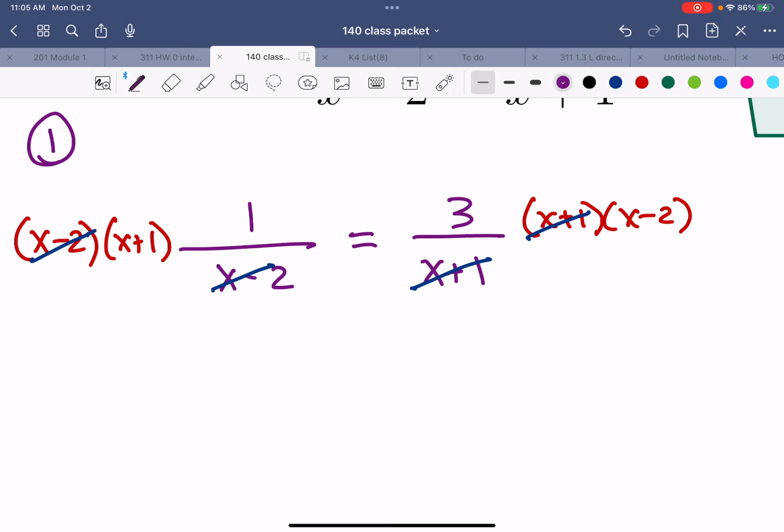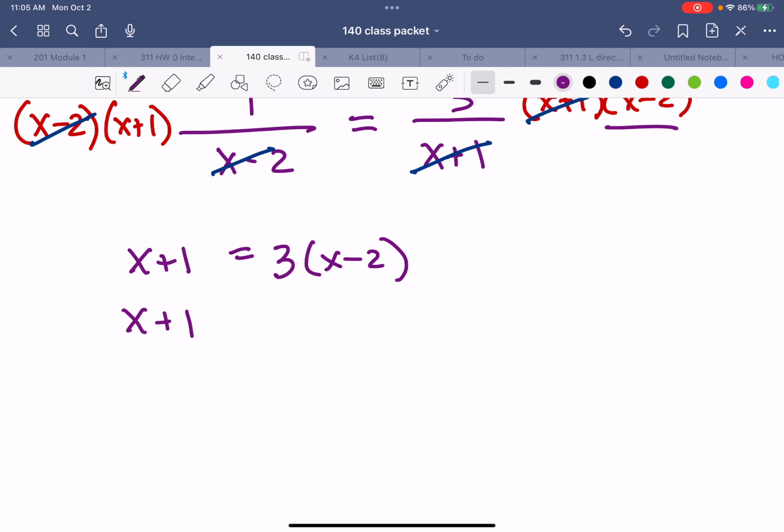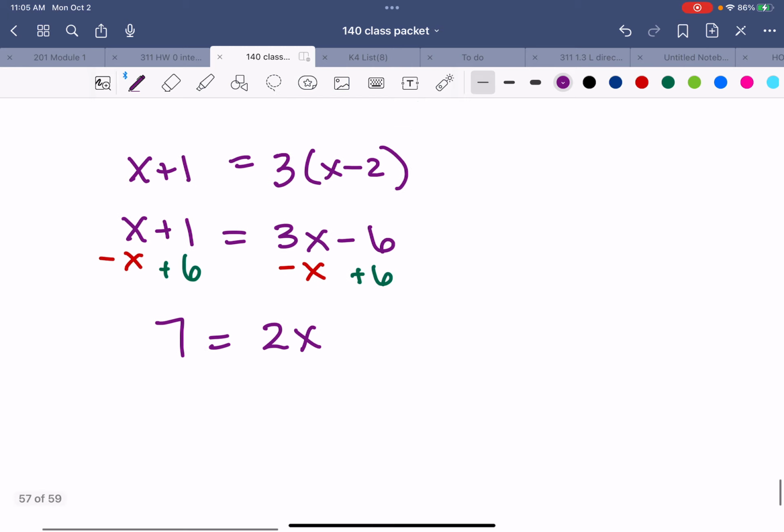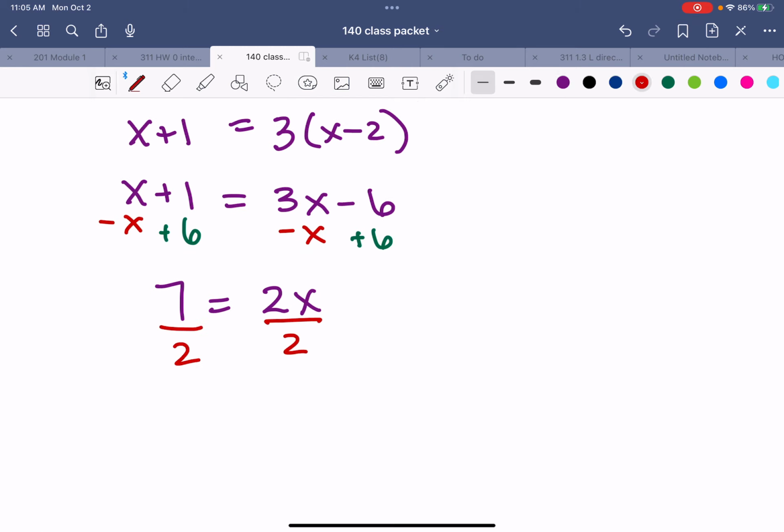So what do I have left here? On the left side, I have x plus 1 times 1, so I don't have to write it. On the right, I have 3 times this x minus 2. Then I can go ahead and distribute and simplify. So this becomes 3x minus 6. And then I can go ahead and subtract an x. And I can add a 6. And that's going to give me 7 on the left and 2x on the right. Now if we divide by 2, that gives me x equals 7 halves, which is 3.5. So that is my third point.